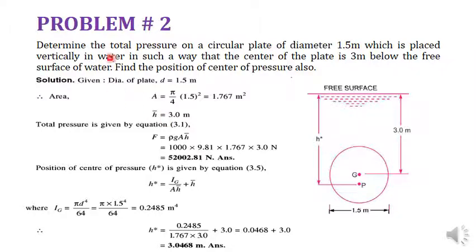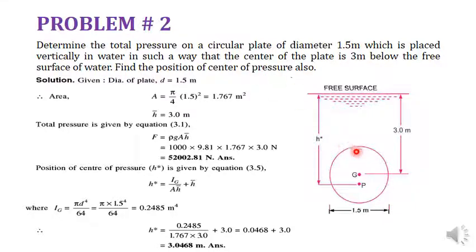Now the problem number 2, you need to determine the total pressure on a circular plate of diameter 1.5 meters, which is placed vertically in the water in such a way that the center of the plate is 3 meters below the free surface of the water. Find the position of the center of pressure also.